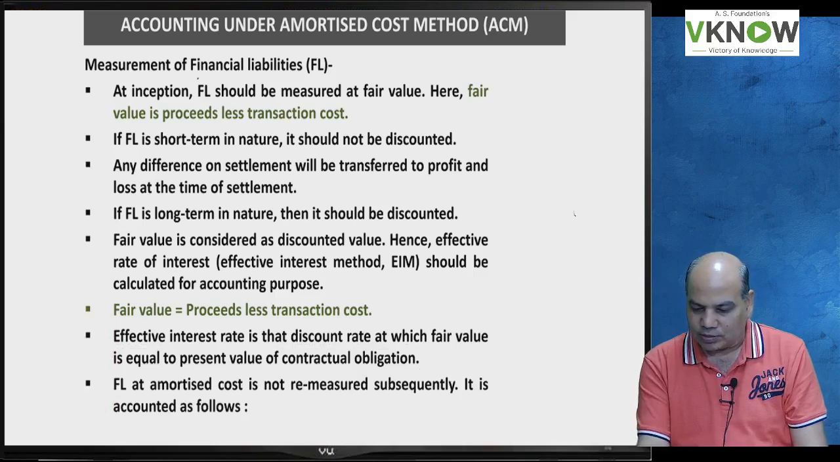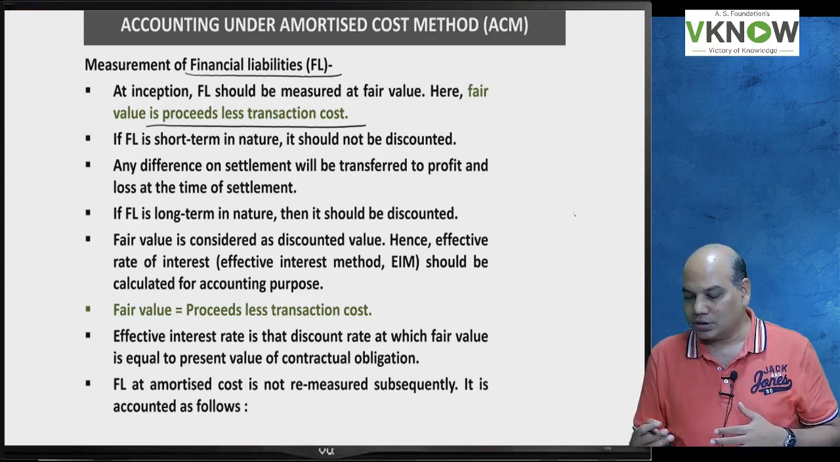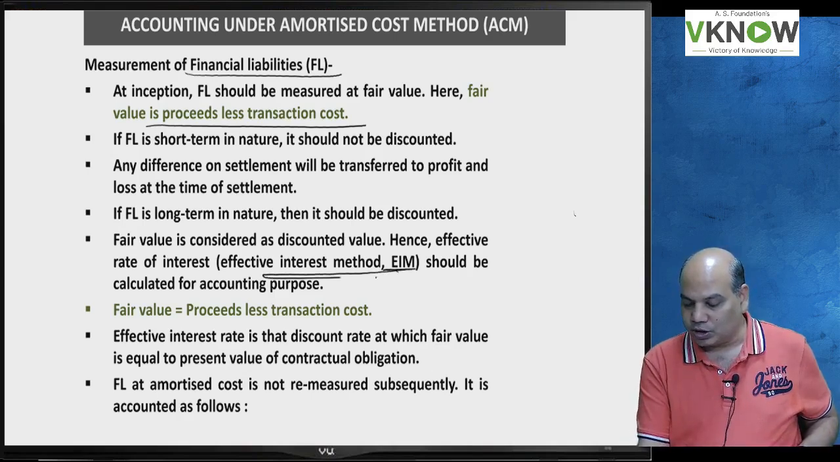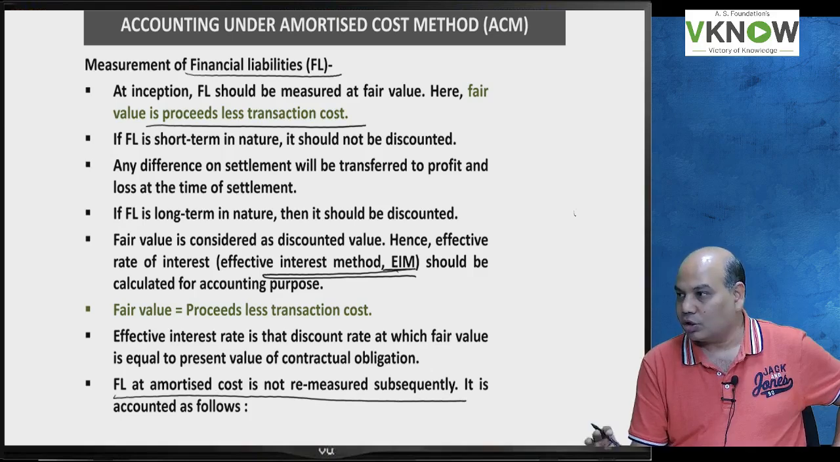So financial liability measured at amortized cost will be initially recorded at proceeds less transaction cost. Subsequent accounting will be using the effective interest rate method. If it is an amortized cost financial liability, important thing, they are not subsequently remeasured.